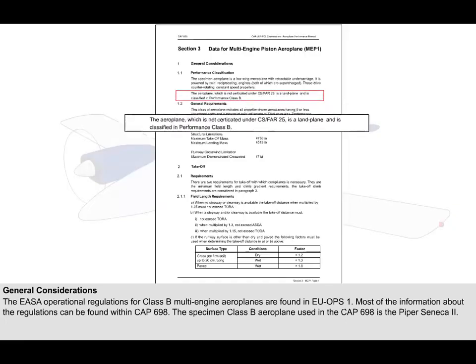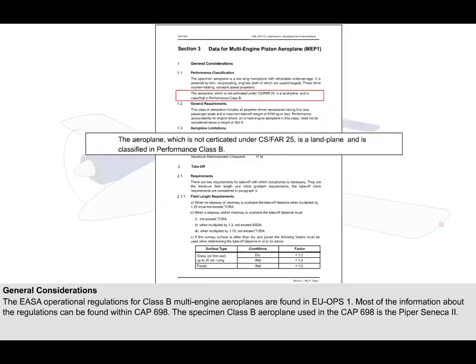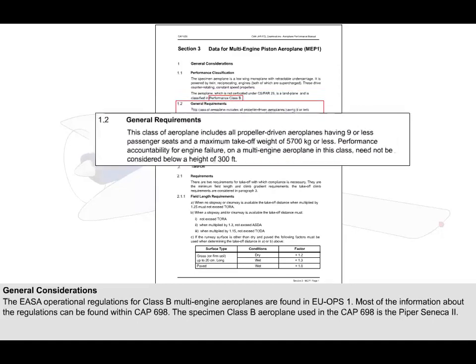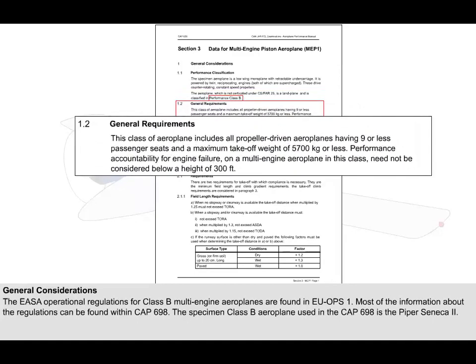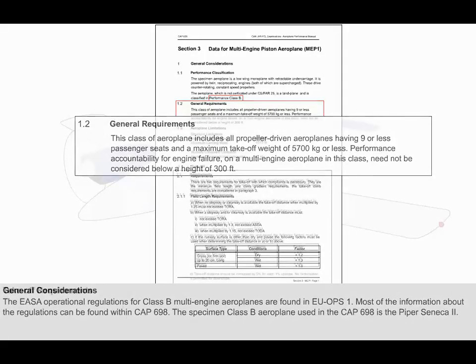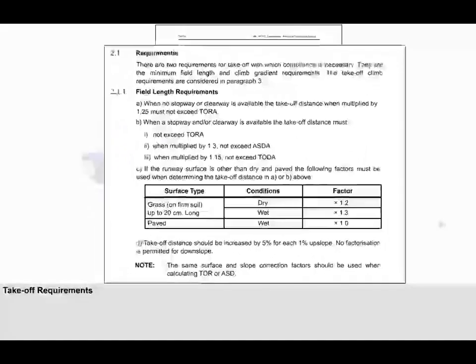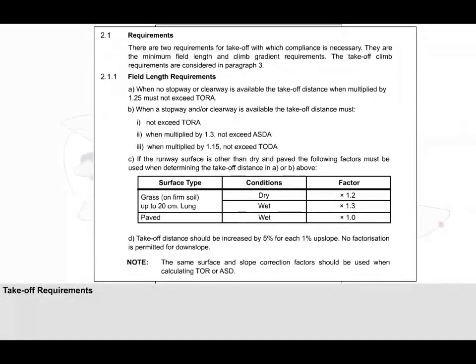CAP 698 confirms that this aeroplane is classified as Performance Class B, and goes on to remind you in paragraph 1.2 of the definition of a Class B aeroplane. Class B aeroplanes are all propeller-driven aeroplanes having 9 or less passenger seats and a maximum takeoff mass of 5,700 kilograms or less. CAP 698 also states that performance accountability with one engine inoperative need not be considered below 300 feet. Further down on page 1 of section 3 are the regulations specific to the takeoff phase of flight.